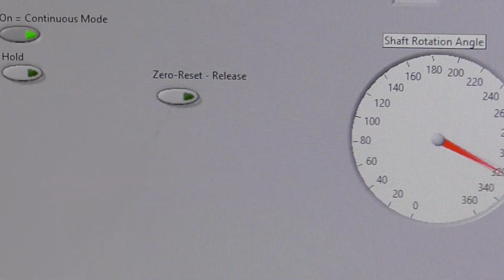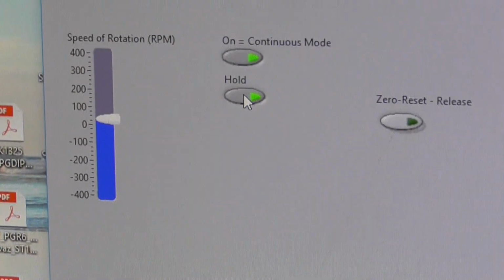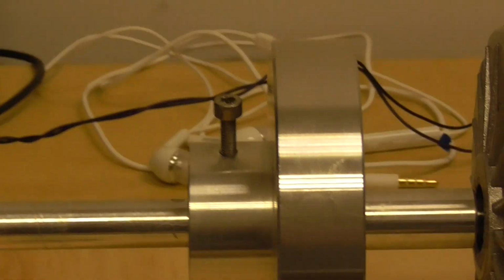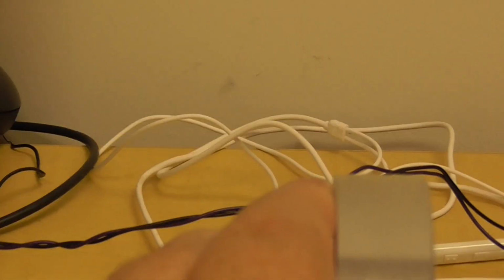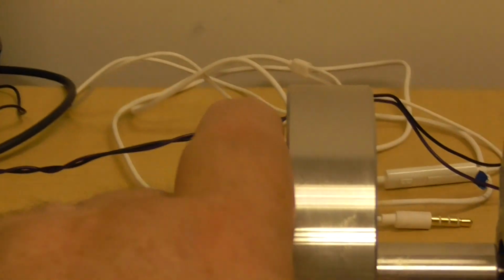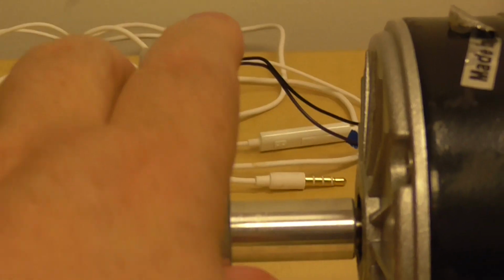So if I move it forward, I can hold the shaft at a particular place. Let's see here. And you'll see it's actually quite tough to move. There's no gearbox here. If it had a gearbox, it'd be almost impossible to move it. This is just being held by the dynamics of the motor itself, no gears at all.